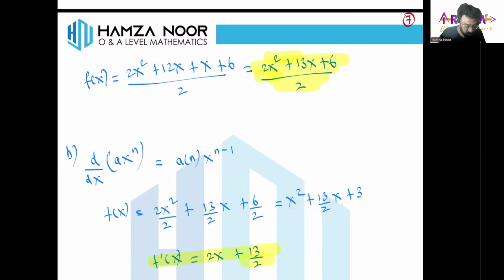So f of x is x squared plus 13 upon 2 into x plus 3. So therefore we are going to differentiate each and every term. So when x squared is differentiated, it will become 2x. Okay, because 2 comes down, x as it is, and 1 is subtracted from the power. Okay, and when 13x upon 2 is differentiated, this will become 13 over 2. And when this constant 3 is differentiated, this will become 0, so you don't need to mention this. Okay, therefore you have f dash x, which is equal to 2x plus 13 upon 2.